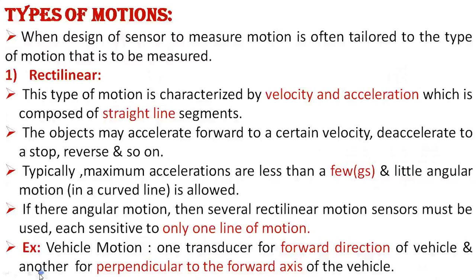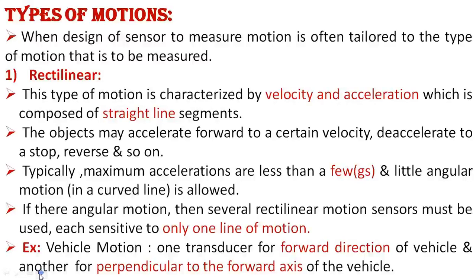Now the next concept is the types of motion. The design of a sensor to measure motion is often tailored to the type of motion that is to be measured. First one is rectilinear. This type of motion is characterized by velocity and acceleration composed of straight line segments. The object may accelerate forward to a certain velocity and decelerate to stop, reverse and so on.